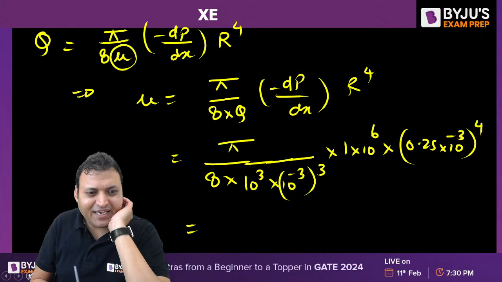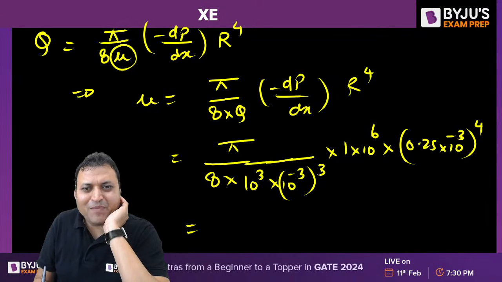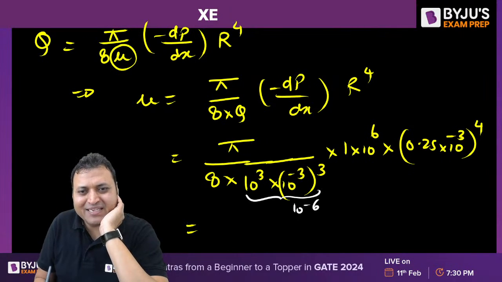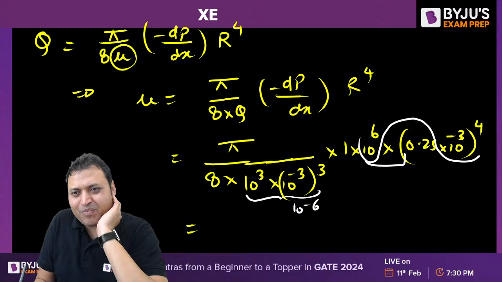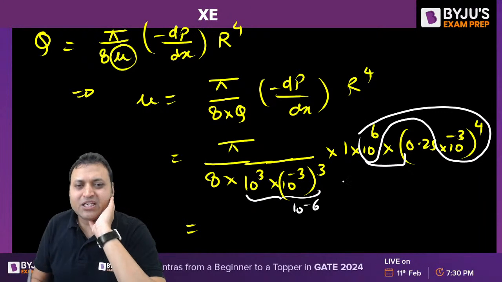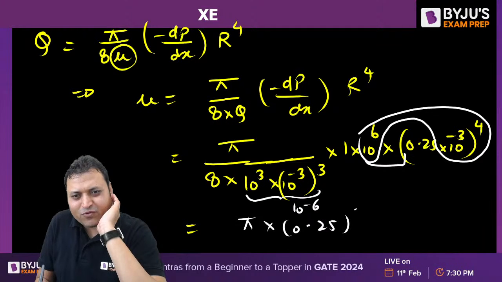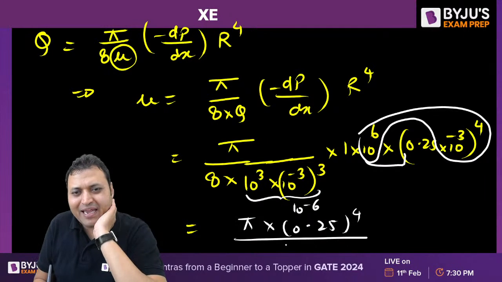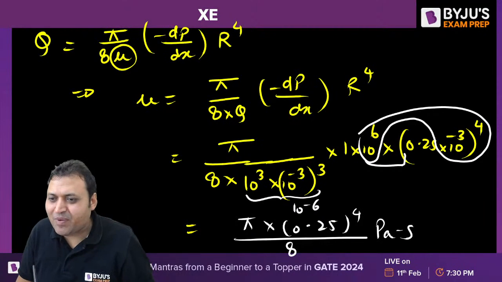So if you see this 10 to the power minus 3 cube into 10 to the power 3, this will become 10 to the power minus 6. And if you see, this also will become 10 to the power minus 6. Isn't it? So this will get cancelled out. So it will be pi into 0.25 to the power 4 upon 8 pascal second will be the answer. Pi by 8 into 0.25 to the power 4.